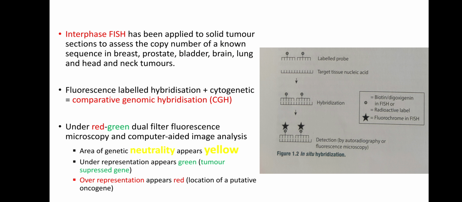Under red-green dual filter fluorescence microscopy and computer-aided image analysis, areas of genetic neutrality appear yellow, underrepresentation appears green, that is, a tumor suppressor gene, and overrepresentation appears red, indicating the location of putative oncogenes. The picture is depicting in situ hybridization.